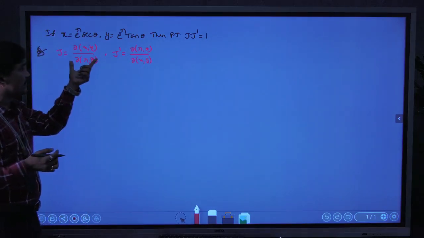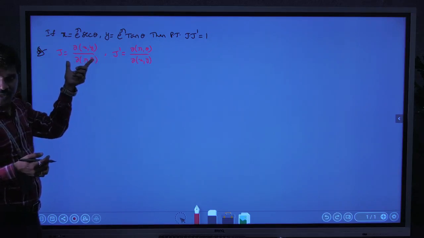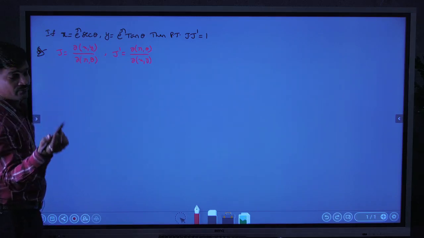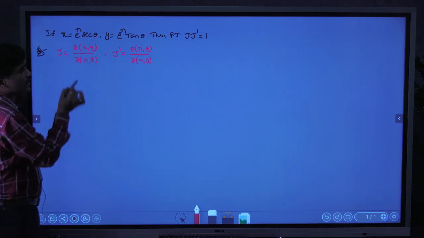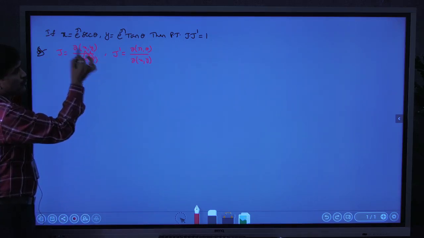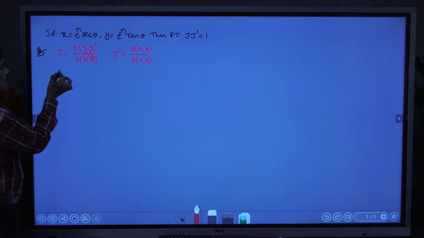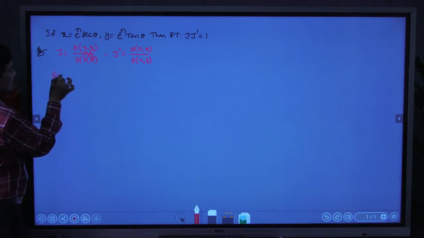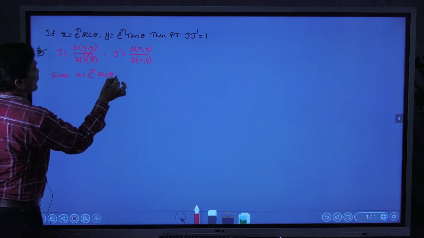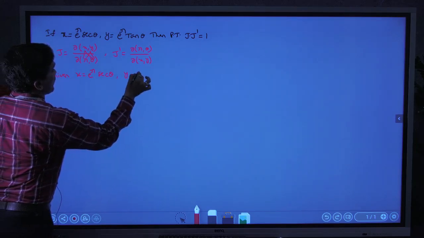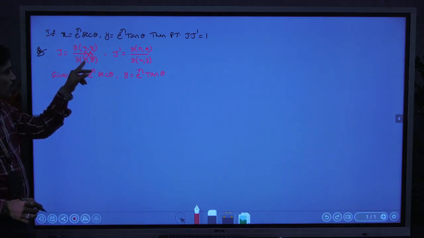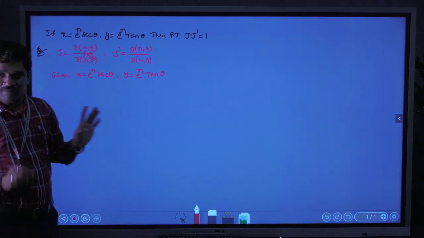So first of all we calculate J, that is dou xy by dou r theta. What is the formula for the Jacobian of this one? Dou x by dou r, dou x by dou theta, dou y by dou r, and dou y by dou theta, right? So now given x is equal to e power r secant theta, y is equal to e power r tan theta, right? Now here x with respect to r and theta, y with respect to r and theta.